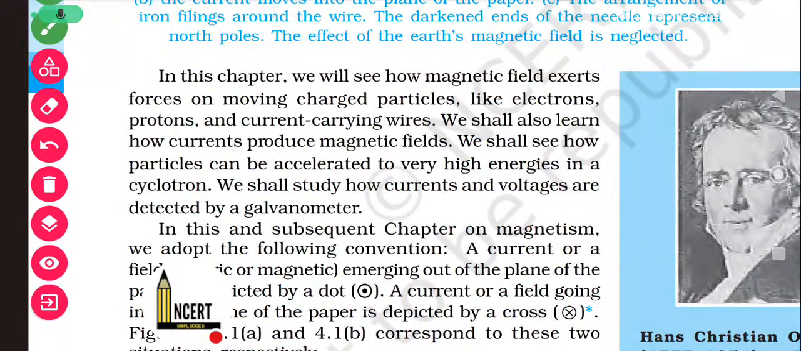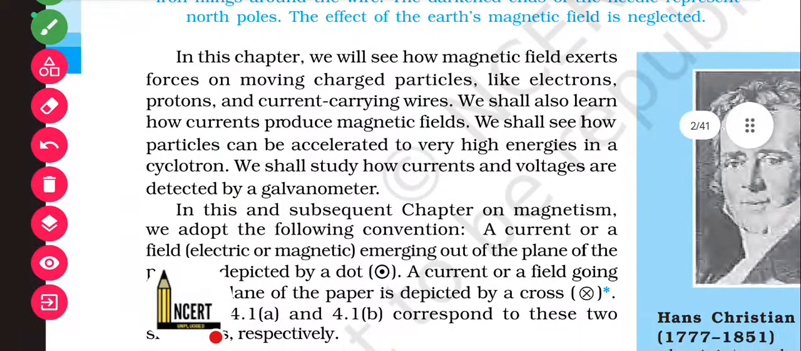In this chapter we will study how magnetic fields exert forces on moving charges like electrons, protons, and current-carrying wires. We'll see that a magnetic field will exert force not on a charged particle, but on a moving charged particle. This is important, you have to understand: not a charged particle but a moving charged particle, electrons, protons, any charged particle. And we'll see how currents produce magnetic fields.